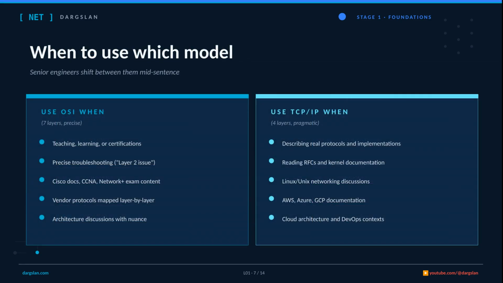So which one do you actually use? In practice, you reach for OSI when precision matters, teaching, certifications like CCNA or Network+, or troubleshooting where saying that's a layer 2 problem instantly tells a colleague where to look. TCP/IP comes out when you're dealing with the real world, reading RFCs, digging through Linux networking, or working in cloud and DevOps contexts where AWS and Azure docs speak that language. Senior engineers don't pick a side. They switch mid-sentence depending on who they're talking to.